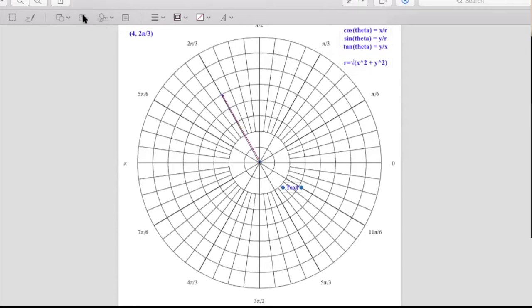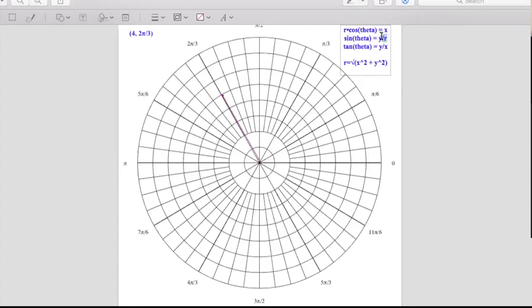Why? Because, can I get back in here? Yes, I can. Okay. So keep in mind that if cosine of theta is x divided by r, then that means I can multiply both sides by r, and x is equal to r times, oops, that's not right. There we go. r times the cosine of theta.